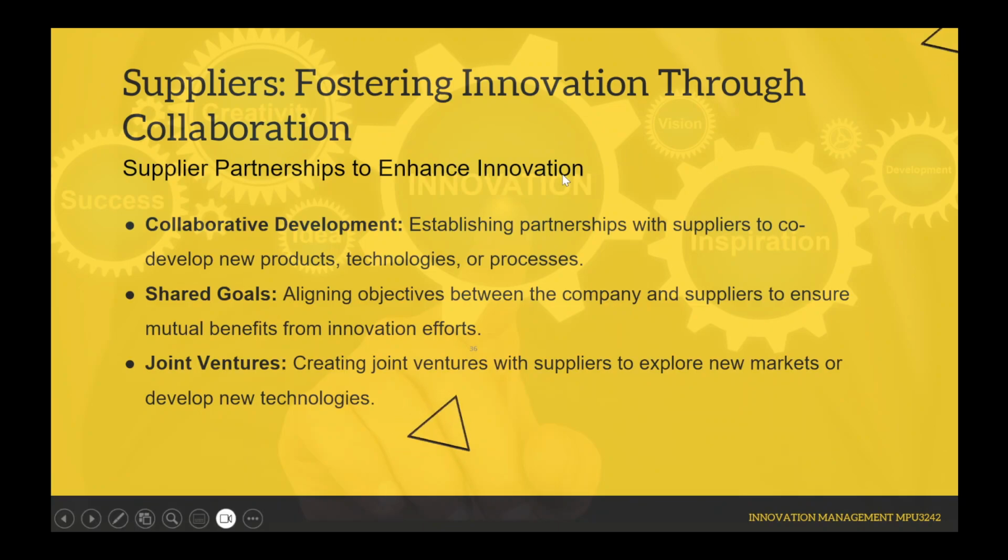Okay, so we talk about the suppliers themselves. How suppliers can foster innovation through collaboration. First, we can see supplier partnership to enhance innovation. First, collaborative development. Establishing a partnership with the supplier to co-develop new products, technology, and processes. You know that suppliers sometimes also go to the competitor. So we can get information from the supplier about competitive activities by asking them or collaborating with them.